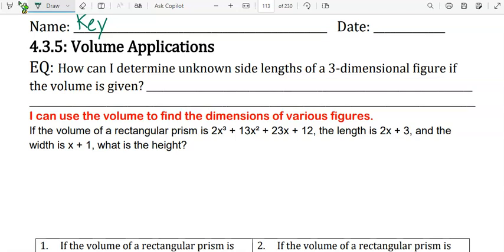If the volume of a rectangular prism is 2x cubed plus 13x squared plus 23x plus 12, the length is 2x plus 3, and the width is x plus 1, what is the height?